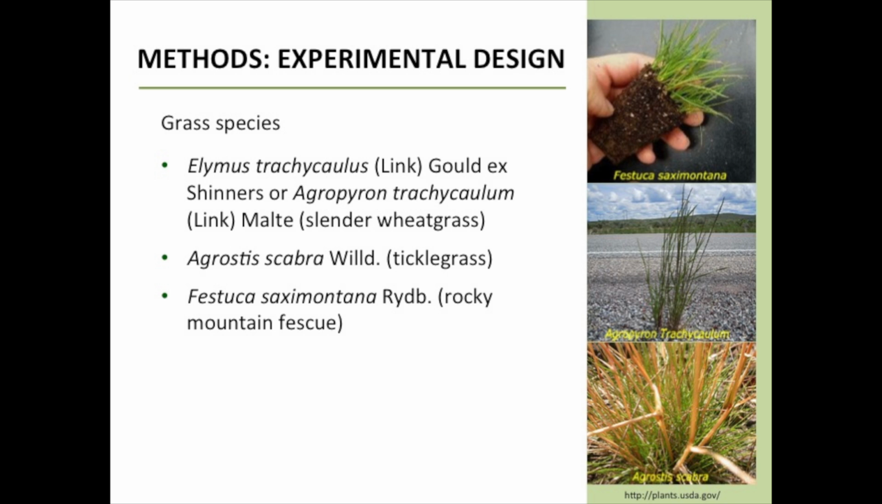For the grass species, we used Elymus trachycaulus, Agrostis scabra, and Festuca saximontana in a mix. We planted 10 seeds of each species in one pot. We replicated all the treatments 5 times, so we had a total of 90 pots.